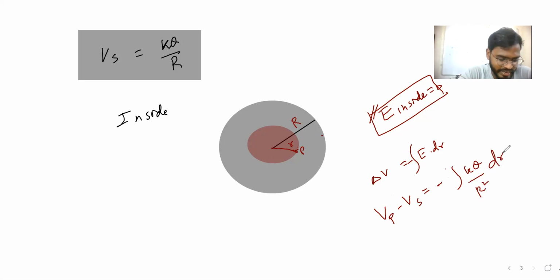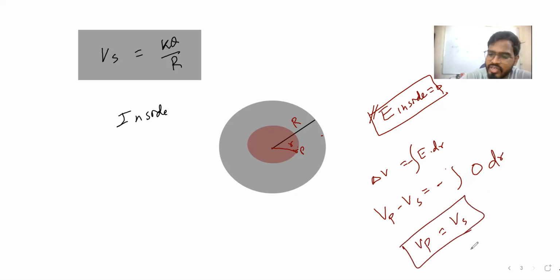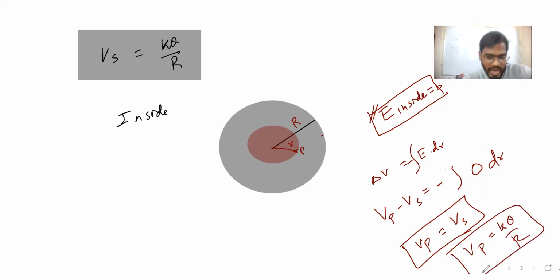Now where to where ultimately? If you see inside, electric field is 0, right? Then why I wrote this? Inside electric field is 0. So potential at point P is equal to potential at the surface, just inside the surface. So Vp at point P inside is also kq by R only. Okay, so now if you see potential inside, guys, we'll see with graph.